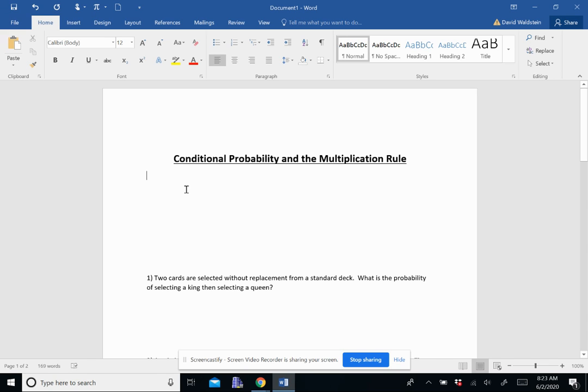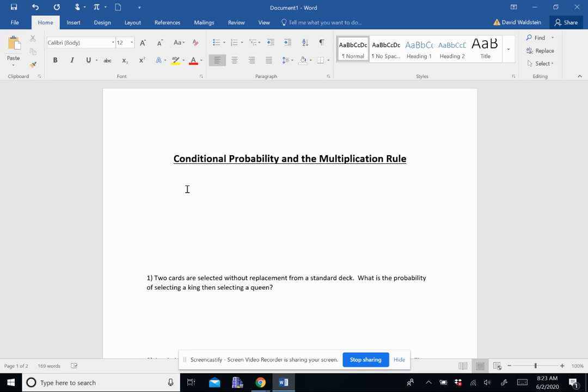Okay, everybody, today we're going to continue with probability. So, last time we talked about conditional probability, and that was basically the probability that something would happen if I already knew something else happened. All right, that was conditional. It's conditional on something previously happening.